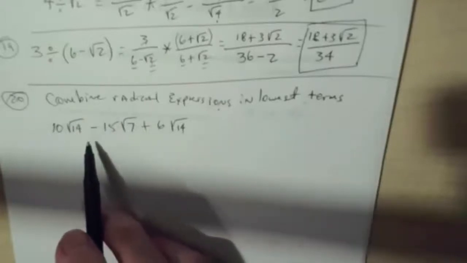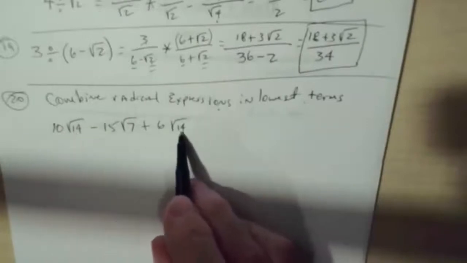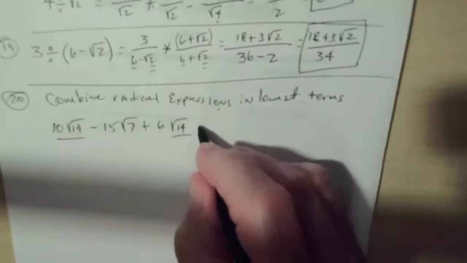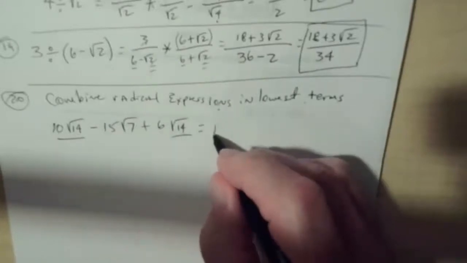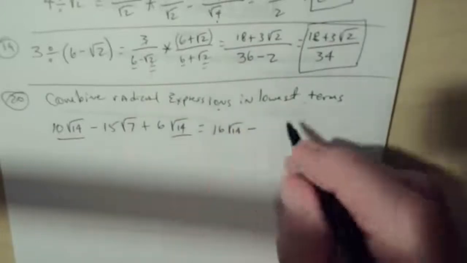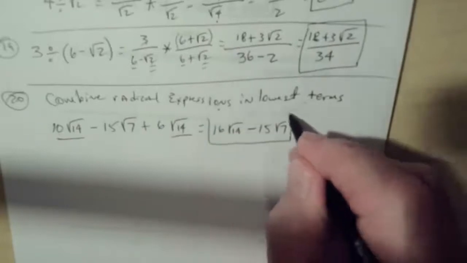Now, square root of 14 and square root of 14, these are like terms. This one is not. So we add these two together, we get 16 square root of 14 minus 15 square root 7. Nothing we can do there. Number 21.